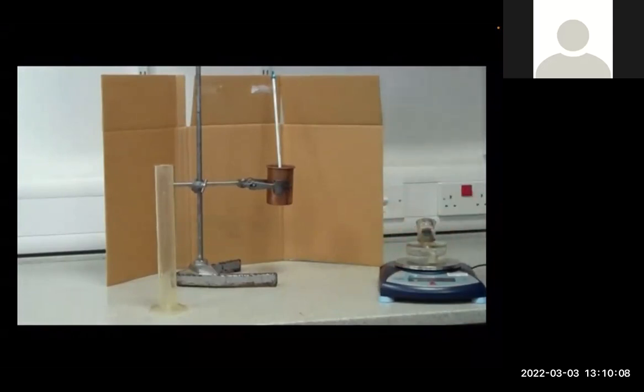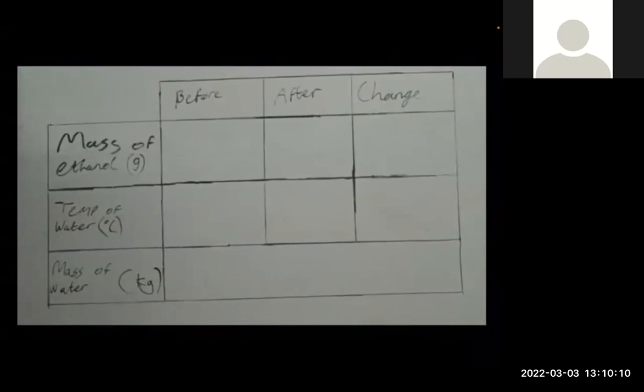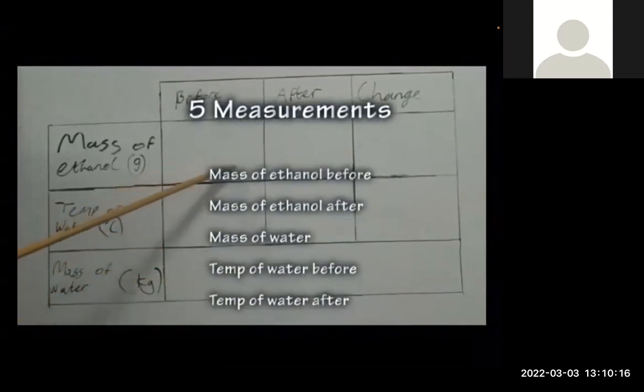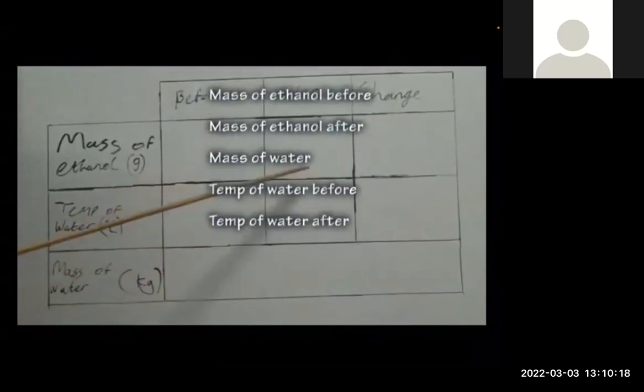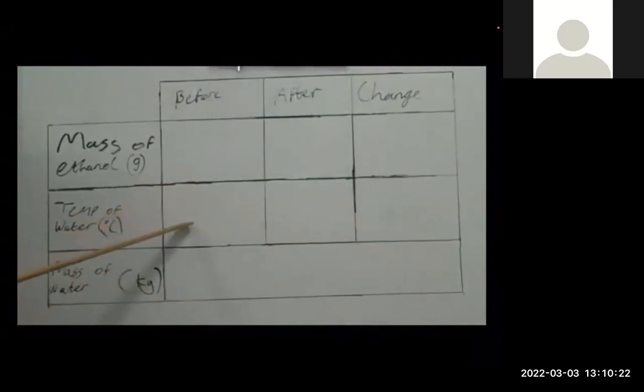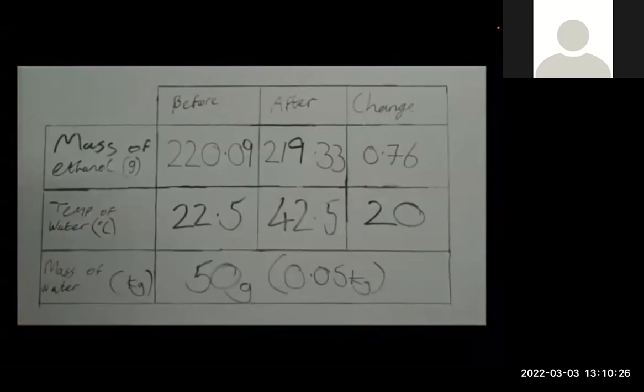the spirit burner again. The 5 measurements that were made during the experiment: the mass of ethanol burner before, the mass of ethanol burner after, the mass of water, temperature of water at the start, temperature of water at the end. We worked out the change of the mass of the ethanol to be 0.76 grams and the change in temperature of the water to be 20 degrees Celsius.